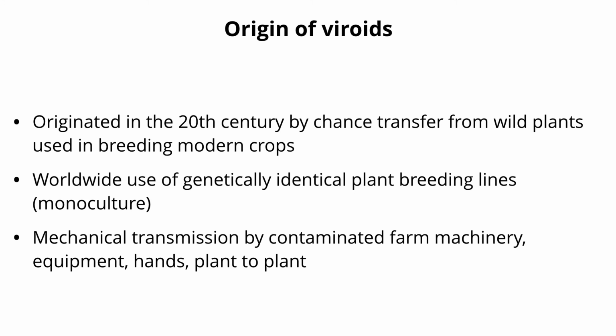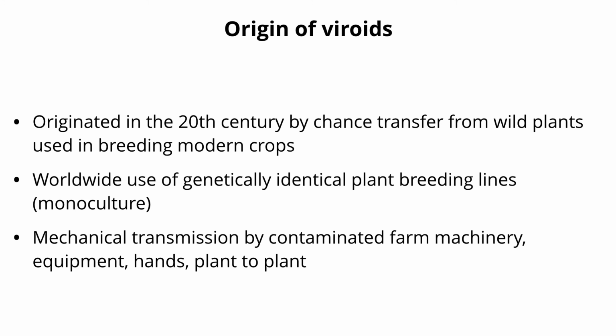Now, where do they come from? We discovered them in 1967, but I suspect that viroids have been around for ages. They're probably descendants of the RNA world. We know they originated in the 20th century as we were breeding crops. And when you breed crops, you start with wild plants that are in nature. And we think they were introduced into our crops by breeding with wild crops that were infected with viroids.